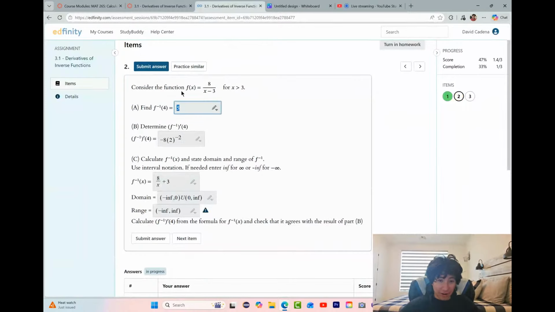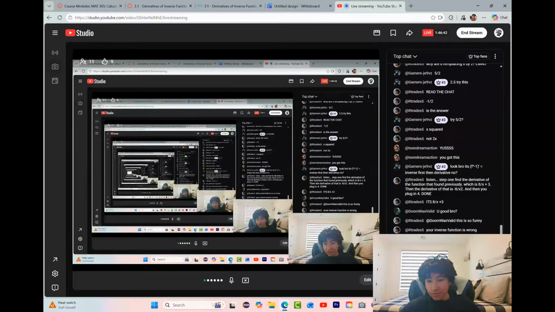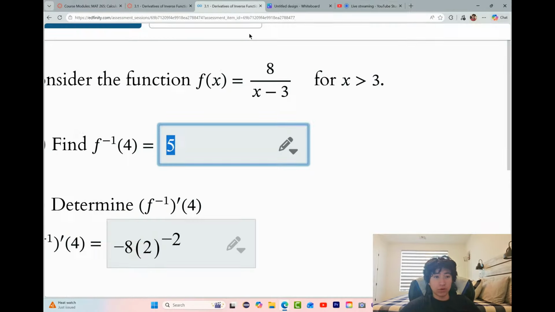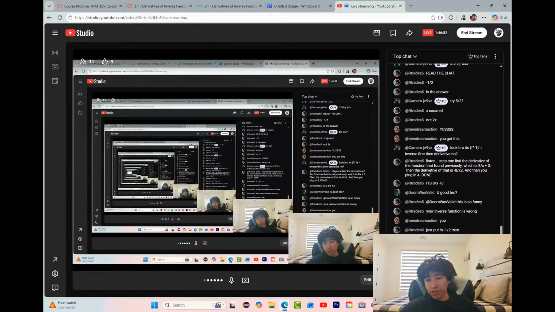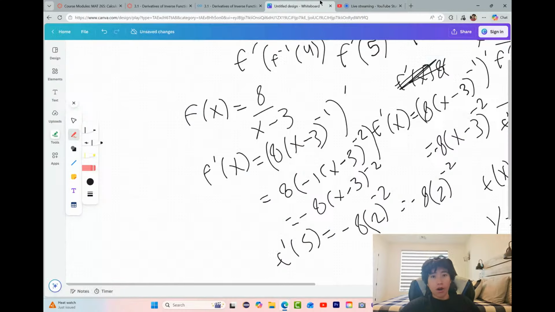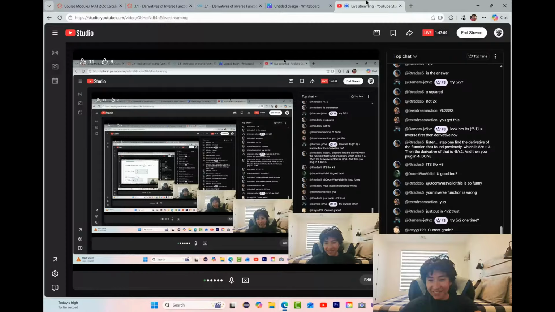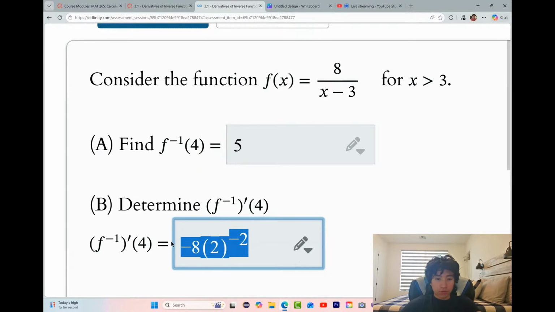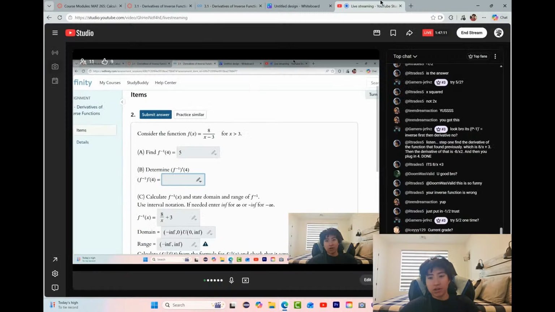Okay, so like here, rather than 5, the inverse function is 8 over x plus 3, but it's asking me to evaluate at 4. So I plug in x equals 4, right? All right, 5 over 2. I like that. Okay. So this is 5 over 2. Well, that seems correct. And no, that's not correct either.